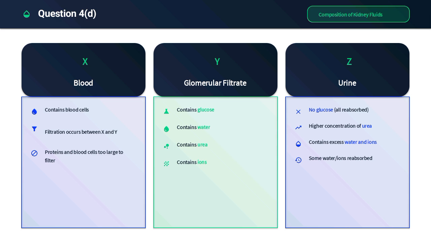Structure Z contains urine. Notice that Z has no glucose. Why? Because all the glucose has been reabsorbed back into the blood. The body doesn't want to lose glucose. Z has a higher concentration of urea because water has been reabsorbed. Some water and ions have also been reabsorbed back into the blood. So Z is more concentrated and contains urine. This whole process shows how the kidney filters blood, reabsorbs useful substances, and produces concentrated urine for excretion.